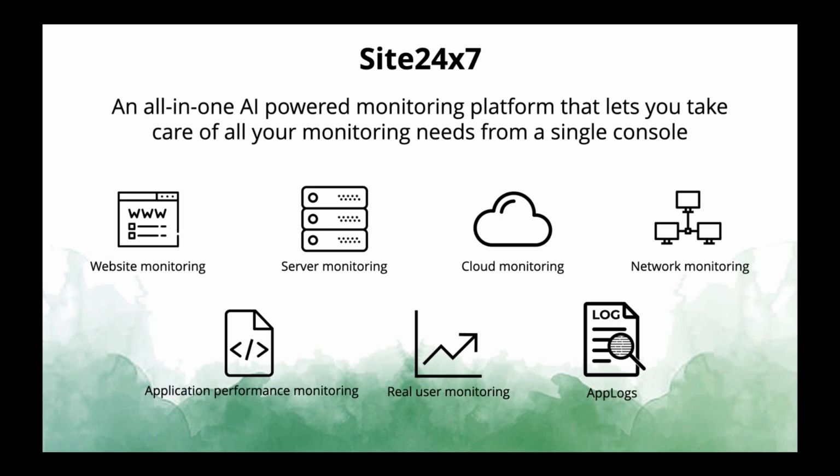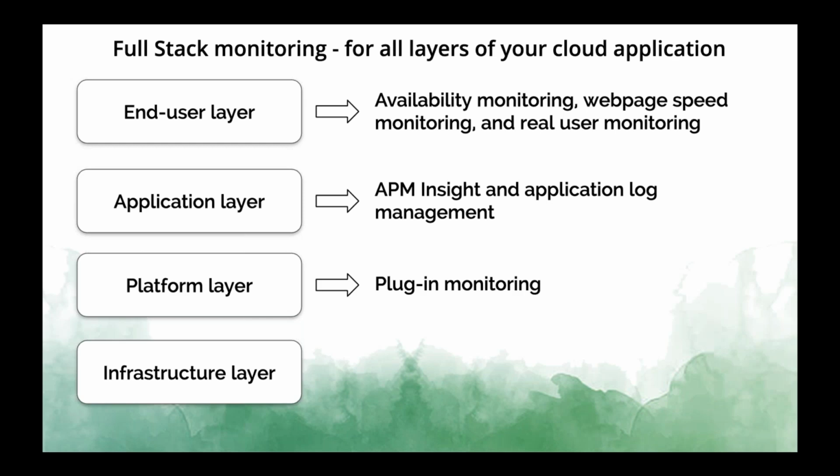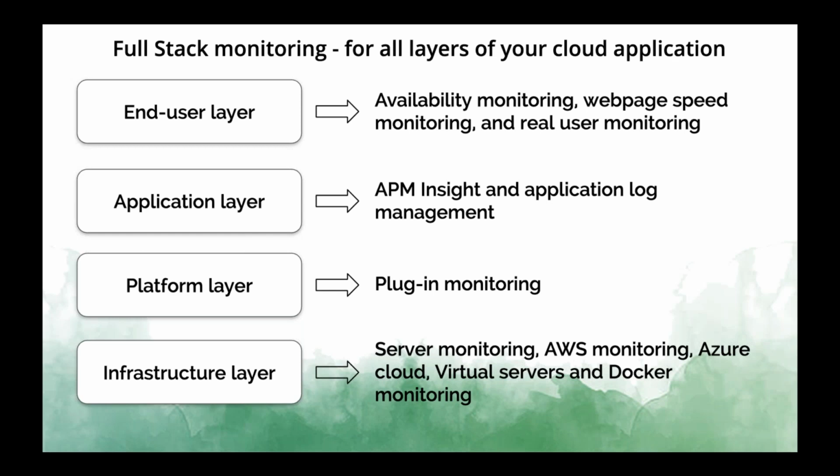and give you more meaningful reports and alerts. So to quickly go through the different layers: for the end user layer, we have availability monitoring, web page speed monitoring, and real user monitoring. For your application layer, we have APM Insight and application log management. And for the platform layer, we have plugin monitoring, with 100+ plugins written out of the box that can be used to monitor any of your platform components. And for the infrastructure layer, we have server monitoring, AWS monitoring, Azure monitoring, your virtual servers, your Docker containers. So it's a complete all-in-one monitoring solution.